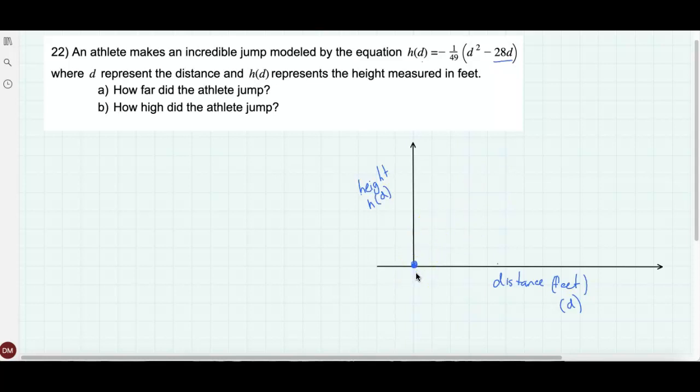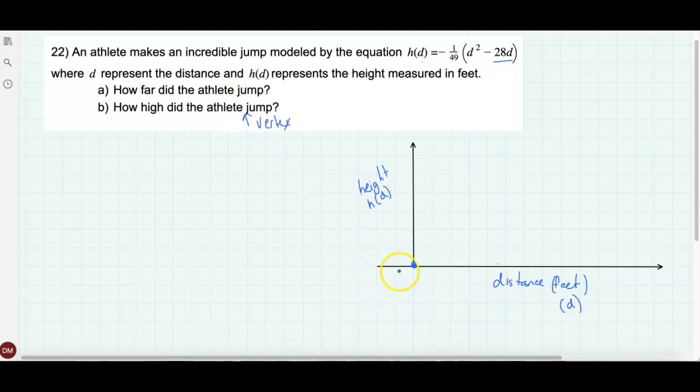All right, so here's a function for this jumper, and of course it'd be different for other jumpers. We want to find out how far the athlete jumped, and how high they jumped. How high they jumped is the maximum height. That's got to be the vertex, right? And then how far they jumped, well, let's think about that.